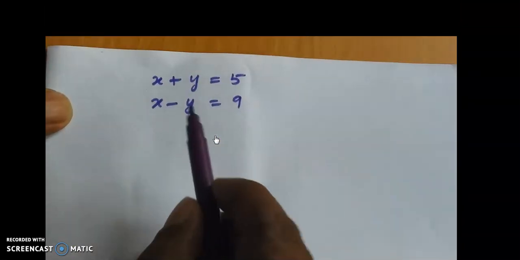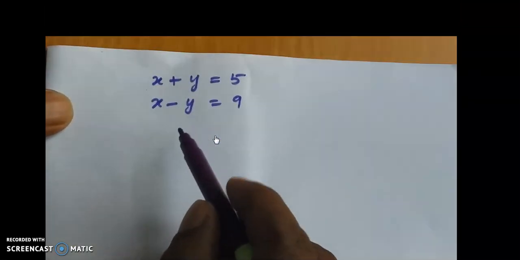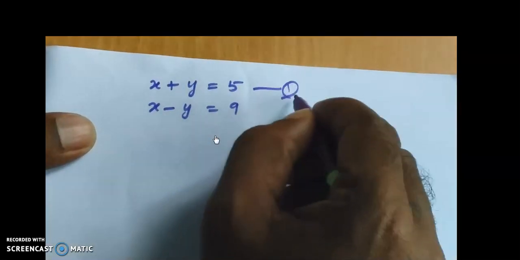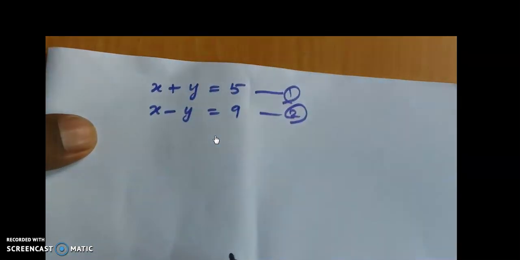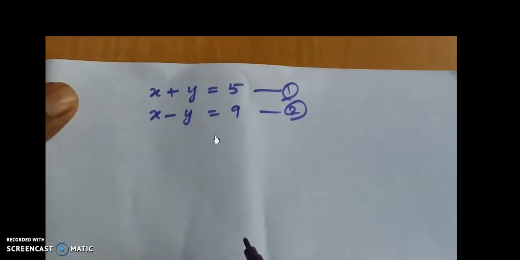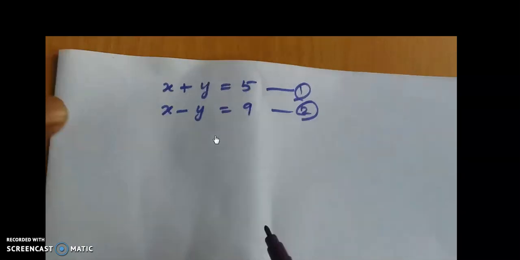Right, now we are going to solve these two equations using the substitution method. Let us take this as equation number 1 and this as equation number 2. So how can we solve these two equations through the substitution method? Take either equation 1 or 2 and find the value of one of the variables, either x or y, and then substitute the value of that variable into the other equation. So that is the process.